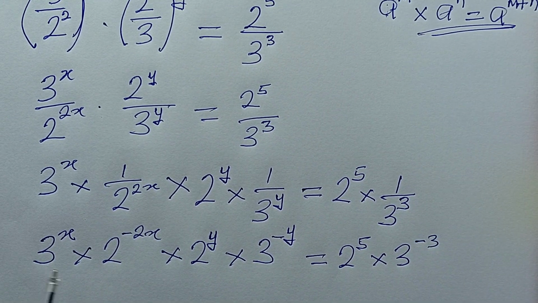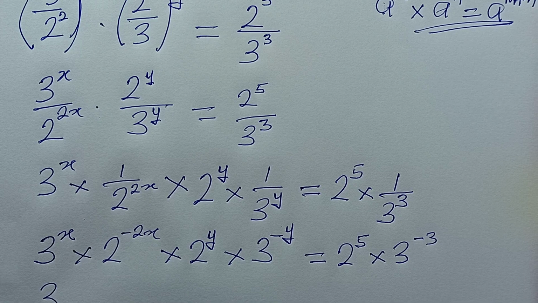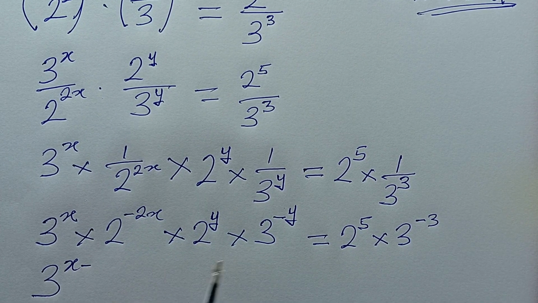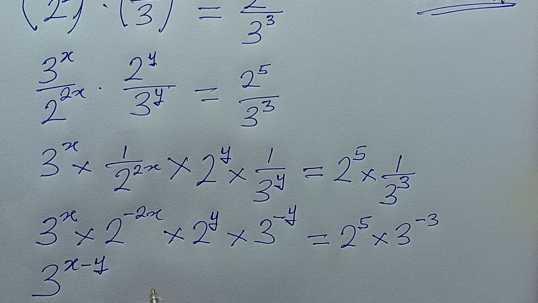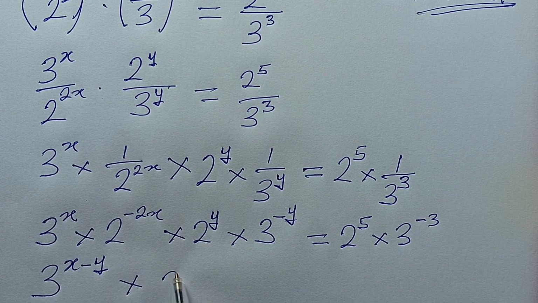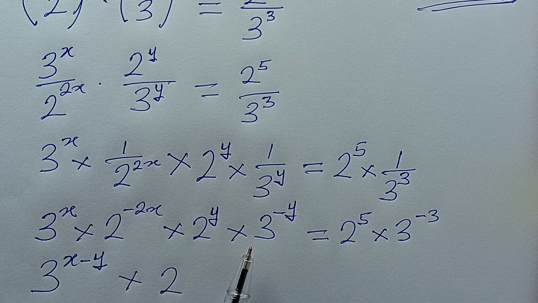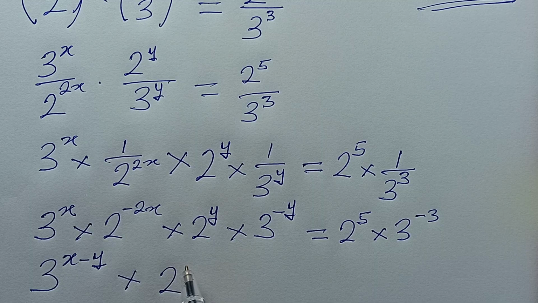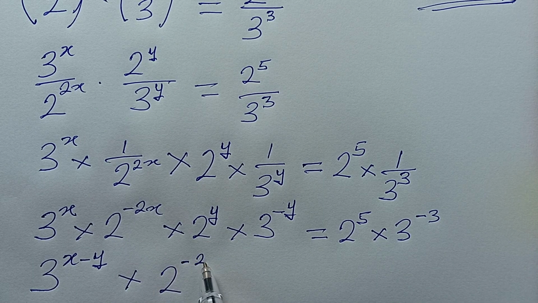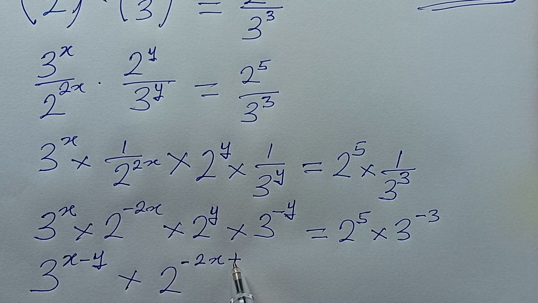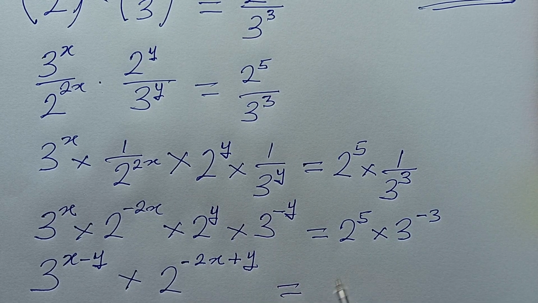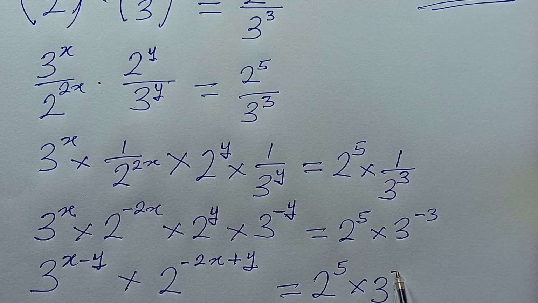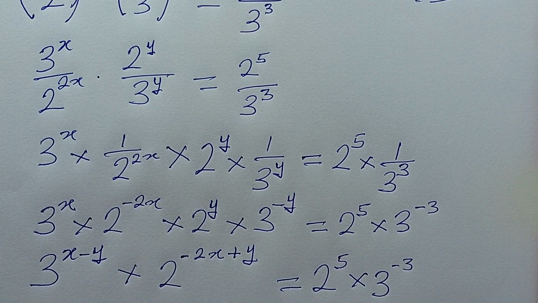And so we're going to take this and this. So this is going to give us 3^(x - y), times we're going to have our 2 here and this and this, right? So we're going to have minus 2x plus y, everything equal to 2^5 times 3^(-3) in here.